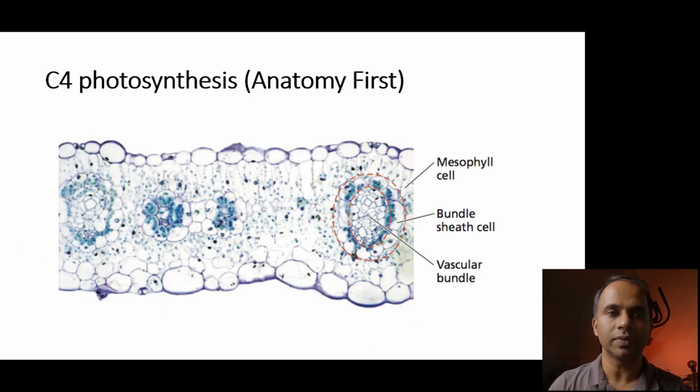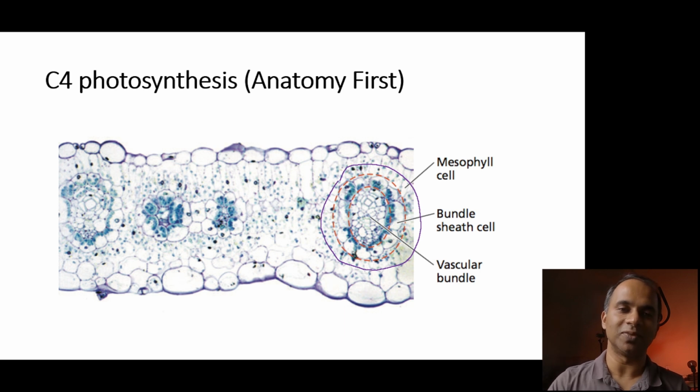As you can see here, the C4 plants have a different leaf architecture. They have mesophyll cells, and most interestingly, they have a very nice set of bundle sheath cells. This is what we call Kranz anatomy. It was discovered by a scientist in Germany. His name was Kranz, so that's why we call it Kranz anatomy.